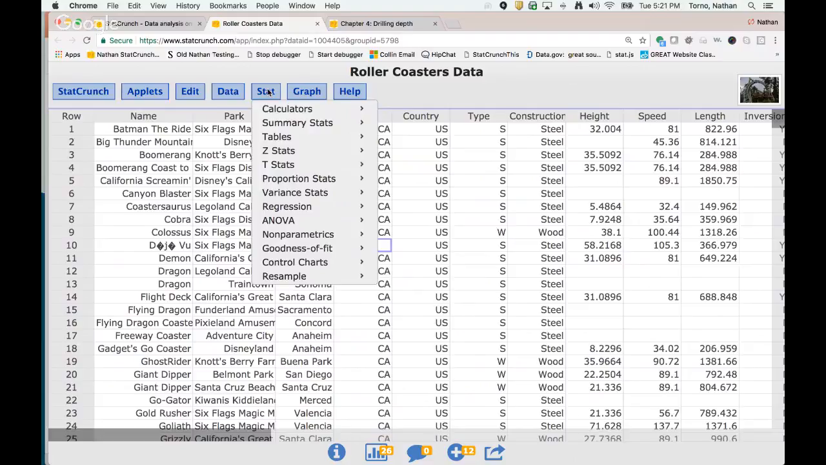What I'm going to do is briefly do a regression for this. So I'm going to do Stat, Regression, Simple Linear. Again, this is your go-to feature for this entire chapter. The only feature in StatCrunch you need for this entire chapter 4.